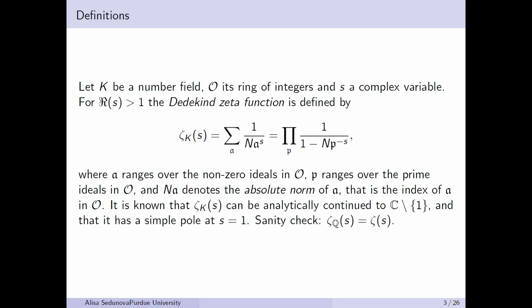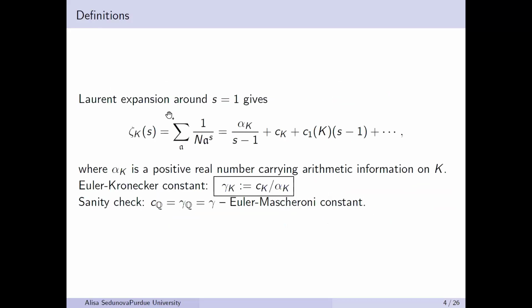Now similarly to the normal zeta function, the Dedekind zeta function has a Laurent expansion around s equals 1, and it gives you a constant alpha_K divided by s minus 1, plus another constant c_K, plus some other constants times (s minus 1), and so on and so forth. These constants are called Stieltjes constants, and we are interested in how alpha_K and c_K are related. So alpha_K is a positive real number that carries some arithmetic information about K.